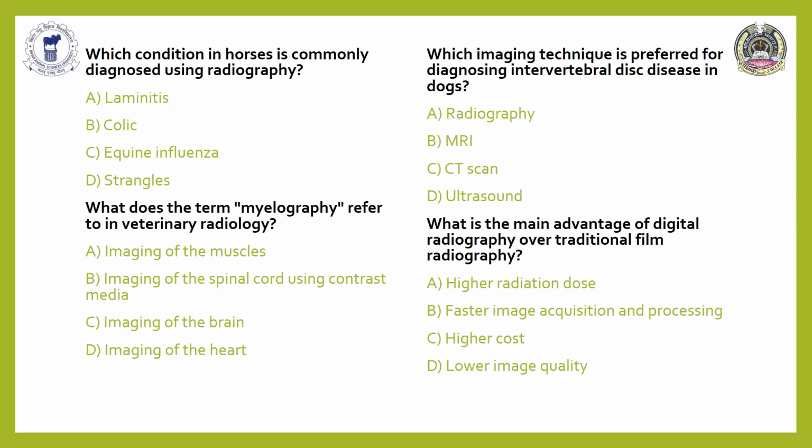Next question. Which condition in horses is commonly diagnosed using radiography? Laminitis. Colic? No, abdomen radiographs are not very commonly performed. So for laminitis, what is the characteristic finding?